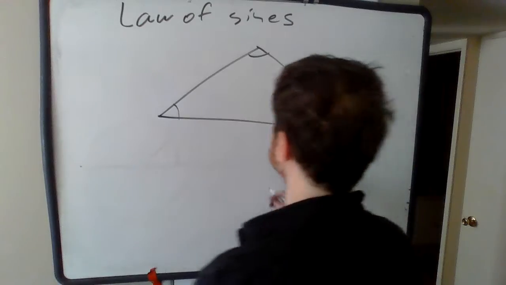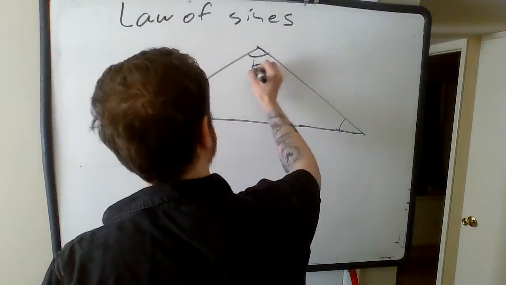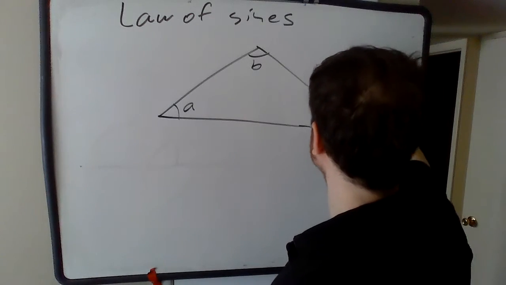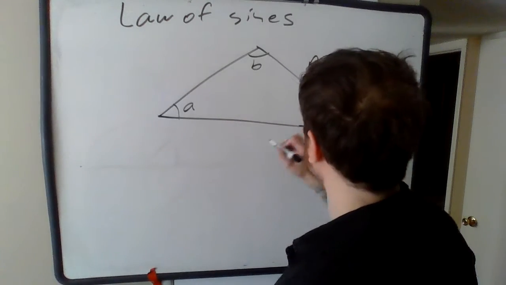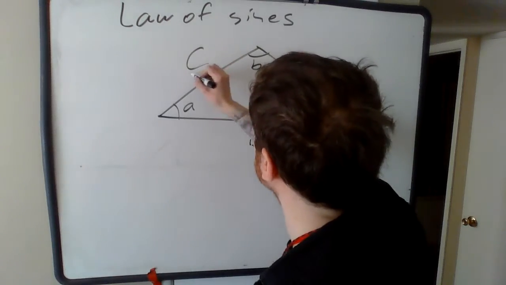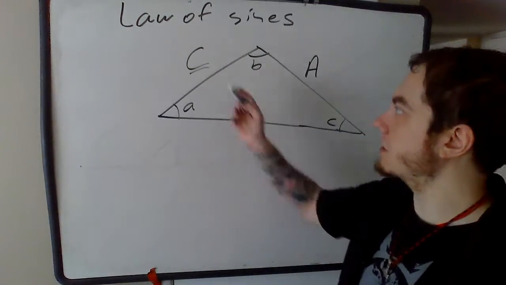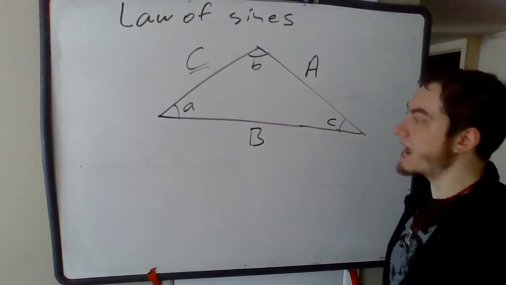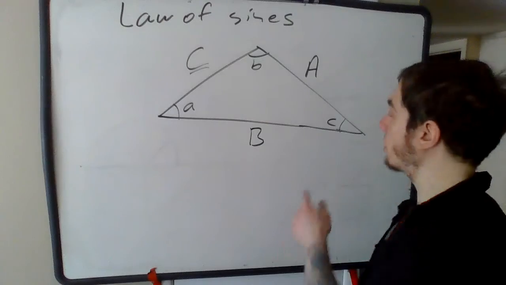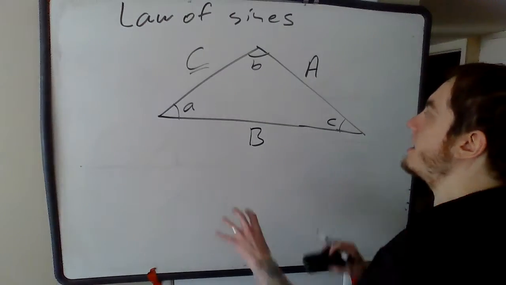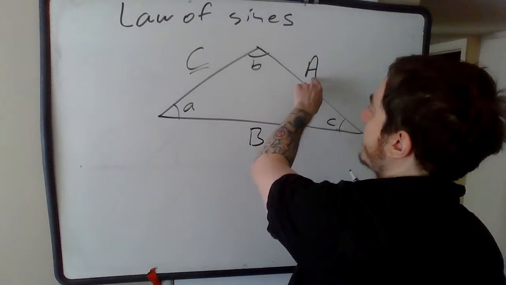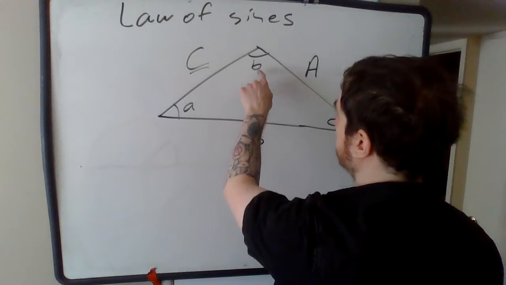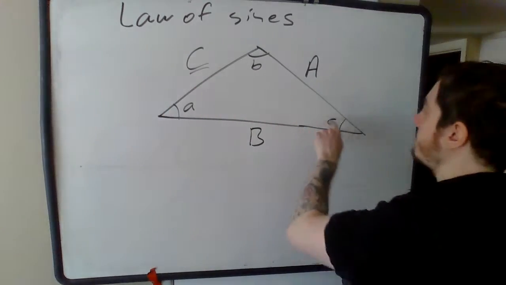I'm going to label these angles as A, B, and C with little lowercase letters. And then we're going to have capital A, capital B, and capital C. I'll put a little underline under this to emphasize that this is the capital C, because otherwise you'll have trouble with my handwriting knowing whether I'm saying capital C or lowercase c. Now notice that in this setup, capital A is the side which is opposite to angle little a. Capital B is opposite to little b, and capital C is opposite to little c.